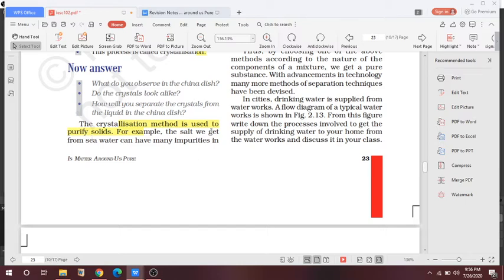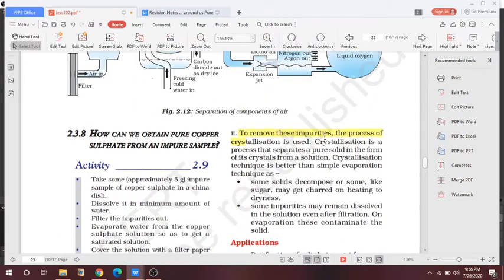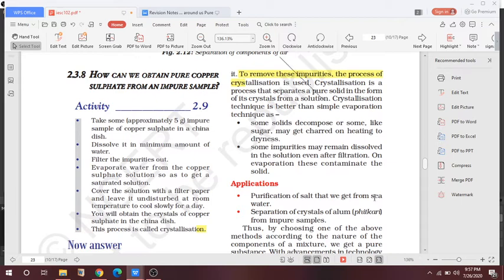For example, salt that we get from sea water has many impurities. To remove these impurities, the process of crystallization is used, and crystallization is the process that separates the pure solid in the form of its crystals. And it is a better technique. Crystallization is a better technique than the simple evaporation technique. Why? Because in this process we get pure substances.